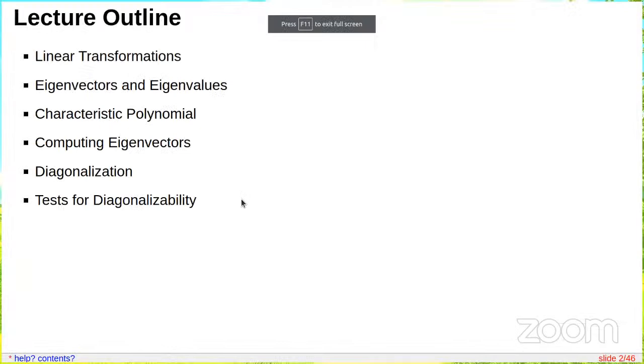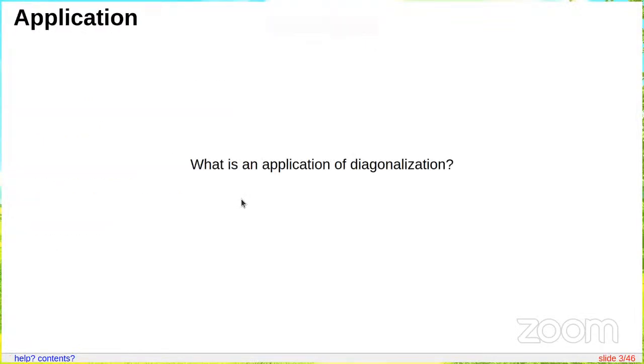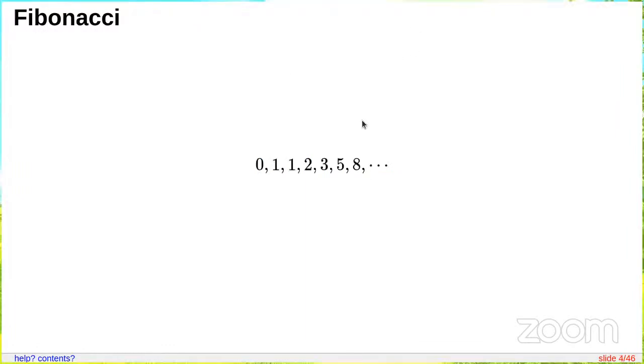Okay, so we finished till this part. So finally, we'll see one example. Maybe it might make certain things clear. So what is an application of diagonalization? Let's see. This is familiar ground for most of you. At least this sequence you have seen enough number of times. You would have seen it in Python for recursion, and elsewhere also.